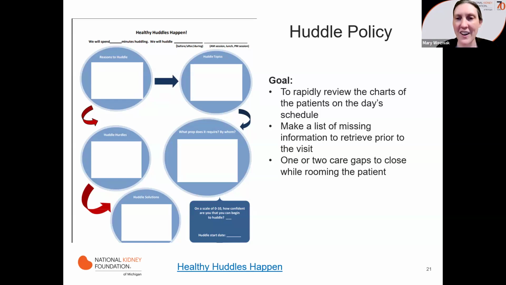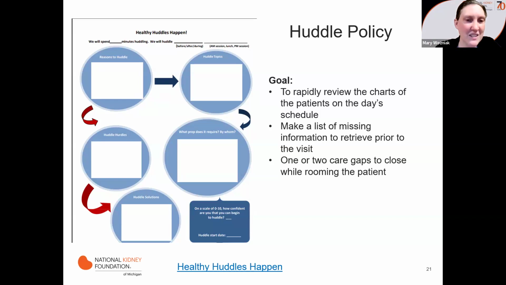We do like to point out huddles, particularly morning huddles, as a great opportunity for the team to quickly come together, review which patients are coming in, and proactively plan out their care, including what testing they might be available for. So there are some examples.